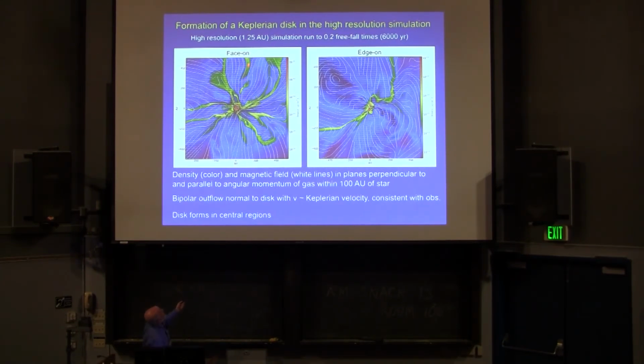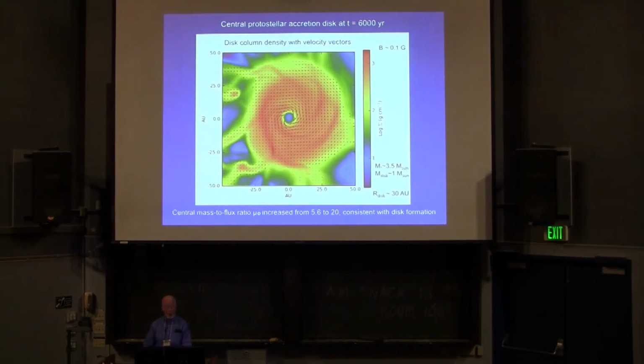And we found that a disk forms in the central region, so this little orange part here. So let me blow that up. Let me remind you, this is from plus or minus 500 AU. Here's a picture from plus or minus 50 AU, so we've zoomed in by an order of magnitude. And now you can see that there's a perfectly nice disk here, and these little arrows show the rotation.